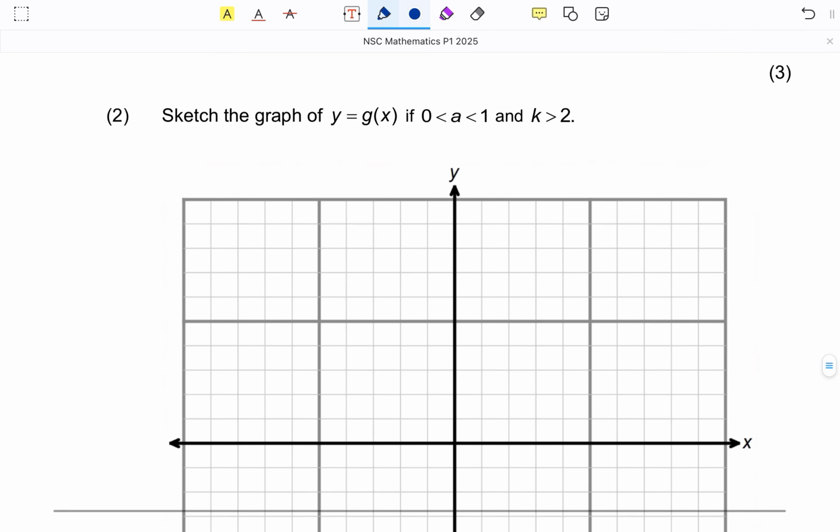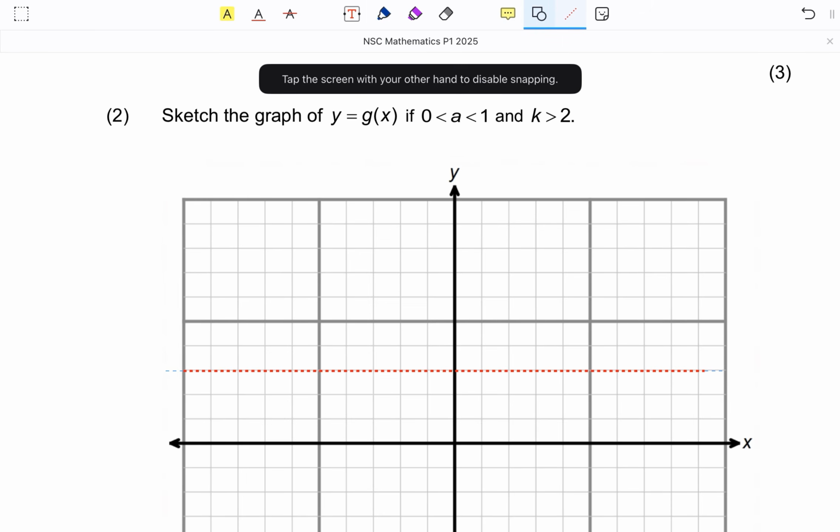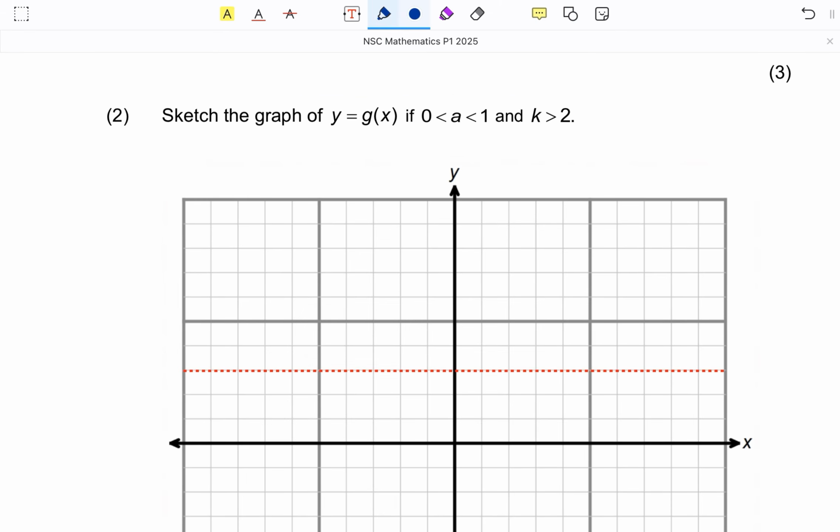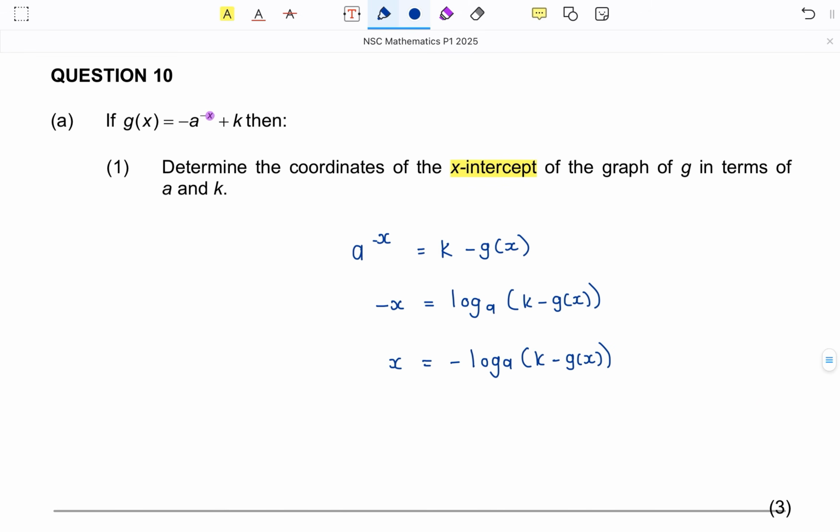The next part says we now need to sketch this graph of g if a lies between 0 and 1. That means that it is a decreasing graph, and then we also have k must be greater than 2. So the first thing I would do is put in the asymptote over here, and show that this is 2 on the y-axis, because k, if we look at the equation, is in the place of the asymptote.